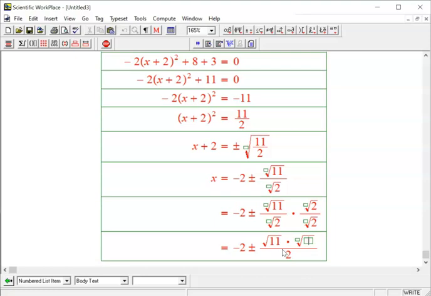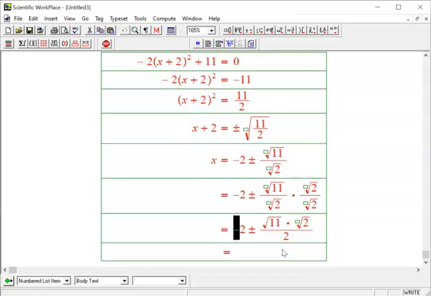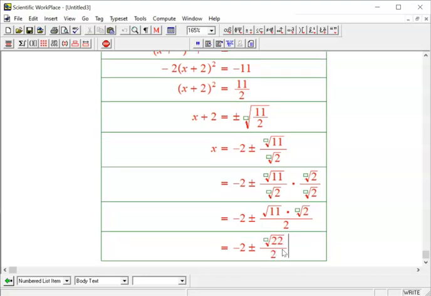Oops. And then that all combines to be root 22 over 2. Okay, so that might be the sort of more preferred form. Honestly, a lot of the time, that's just fine. But it's good to know that kind of manipulation.